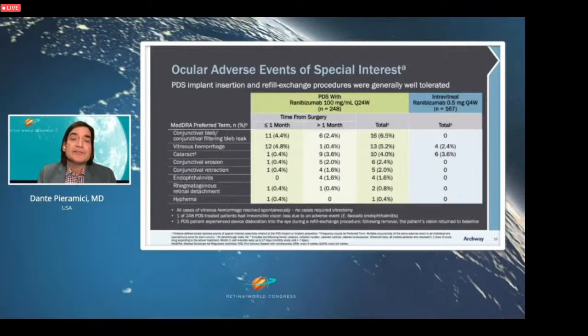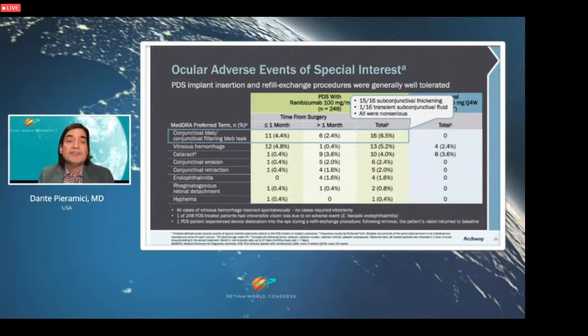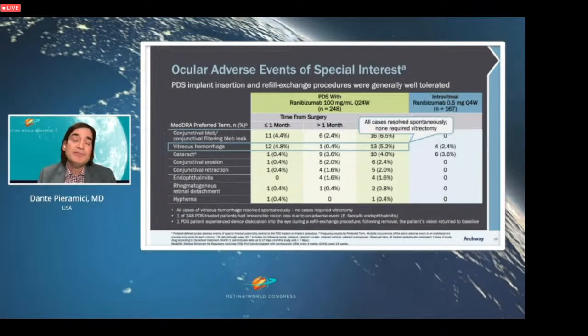Now, ocular adverse events are certainly something we need to look at in a surgical technique, and these are the ocular adverse events of special interest. Conjunctival blebbing, or thickening of the conjunctiva, was seen in 16 cases. Most of this was just thickening of the subconjunctival space. There was one case of a filtering-like bleb, but all resolved spontaneously, and none were considered serious. Vitreous hemorrhages, which were more of a problem early on in the trial, that were mitigated with a new surgical technique, only occurred in 5% of the cases, and they all resolved spontaneously. None of them required vitrectomy surgery.